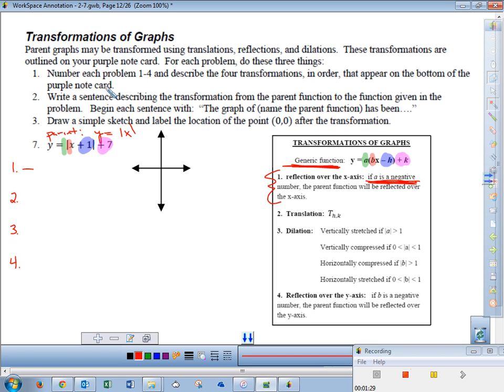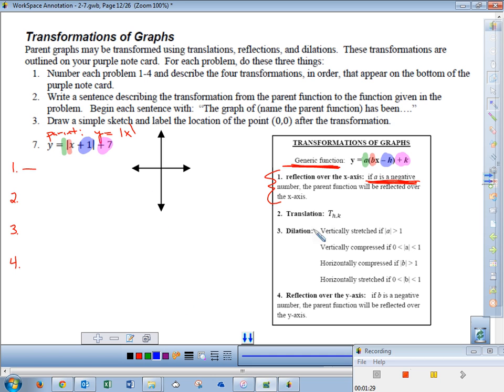And you know why? Because it did not get reflected over the x-axis. So step 1, you're only looking to see if this green thing is negative. It is not. So we put a dash there. Please put that dash there, meaning it didn't happen. Step 2, you look for a translation.